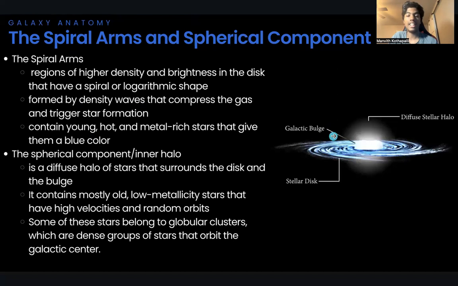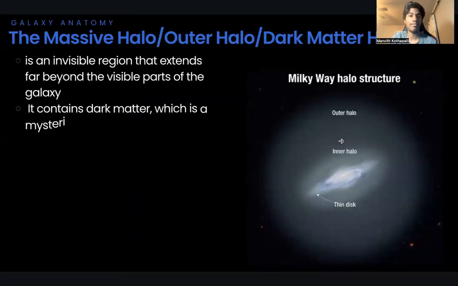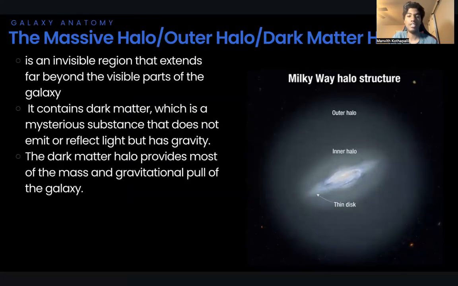A galactic corona is a distribution of gas extending far away from the center of the galaxy. The massive halo is an invisible region that extends far beyond the visible parts of the galaxy. It contains dark matter, which is a mysterious substance that does not emit or reflect light but has gravity. The dark matter halo provides most of the mass and gravitational pull of the galaxy.